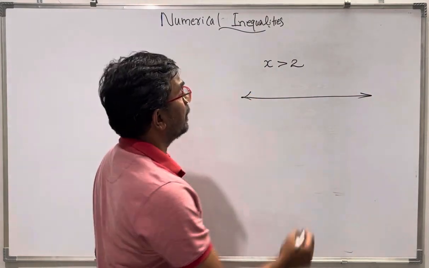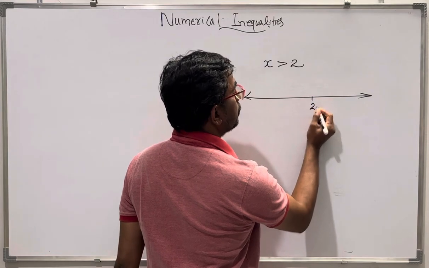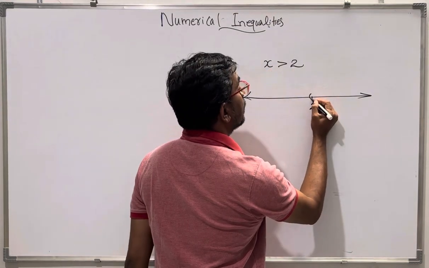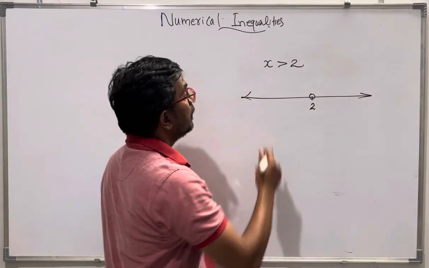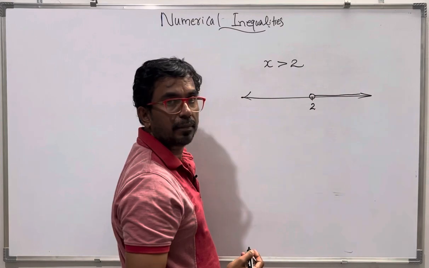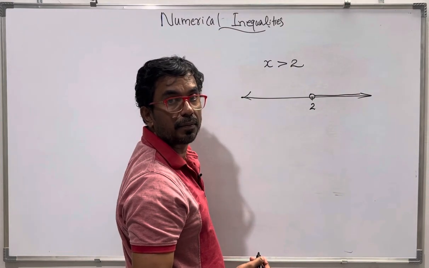In the number line, where is 2? I will find this 2. You know 2 is not included, so you have to put a circle here, an empty circle. X is greater than 2, that means this is the graph. X is greater than 2.